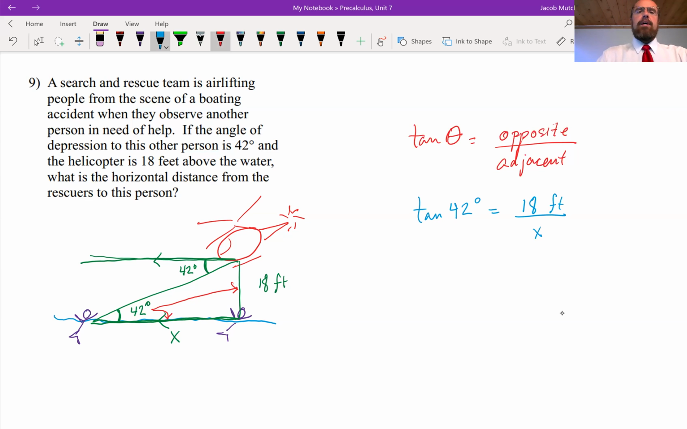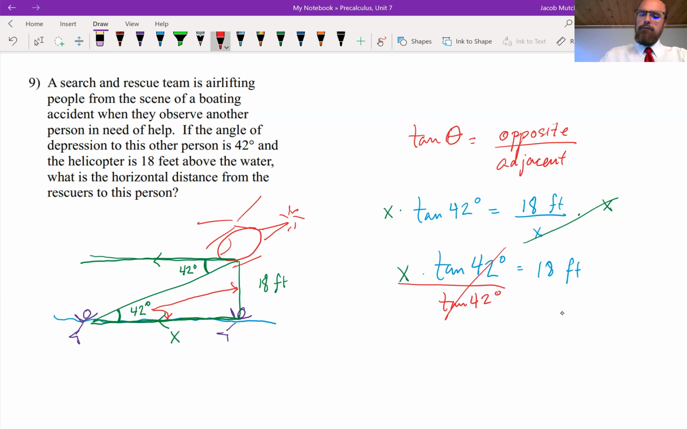We've seen this setup already in a few of our examples. I'm going to solve for X by multiplying to cancel it, because it's in the denominator. It attains the numerator level there on the left. So then I've got X times tangent of 42 degrees equals 18 feet. And then to solve, I just need to divide by tangent of 42 degrees. That'll solve for X there on the left. My actual value for that distance is going to be that ratio, 18 feet divided by tangent of 42.